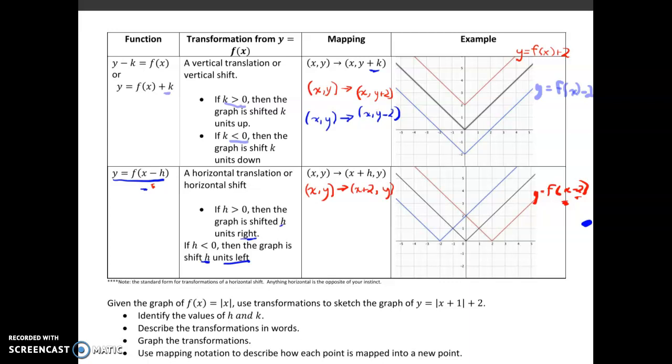I hope that helps. Now allow me to talk about the blue function. Here, it looks like h is going to be negative 2 because we're moving it to the left. If we move it to the left, h is negative 2. I promise I am not making a mistake. So if I write my functional notation, it appears as x plus 2. Weird.